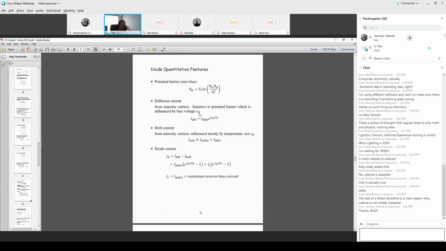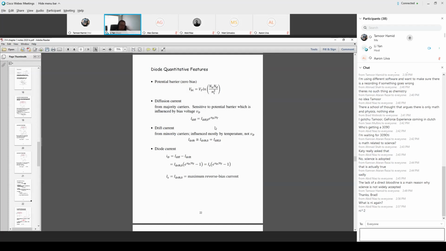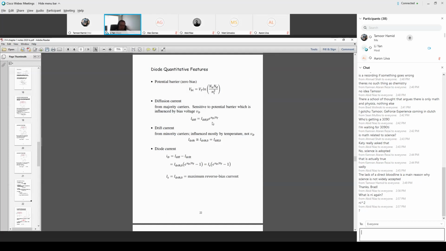You can see that under zero bias, V_D is zero. When V_D is zero, this factor is 1. So diffusion current goes back to diffusion under zero bias. If V_D is negative under reverse bias, this factor can drop to almost 0. Diffusion is so difficult. But on the other hand, if V_D is positive, this exponential term can shoot up huge. That's what we say.